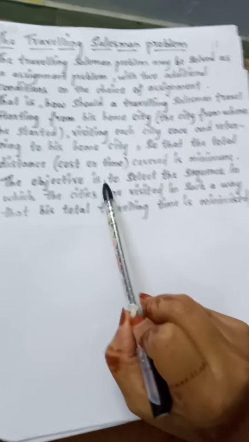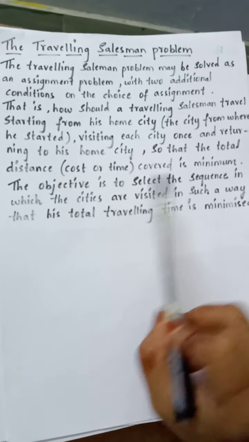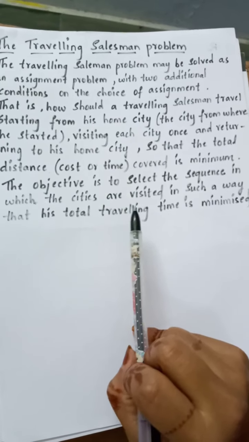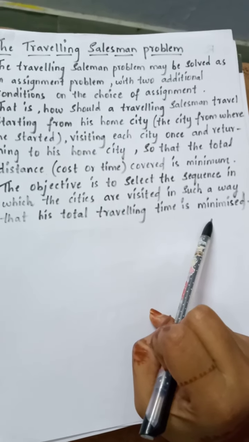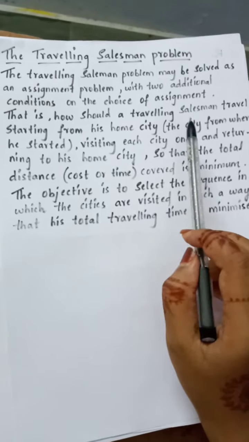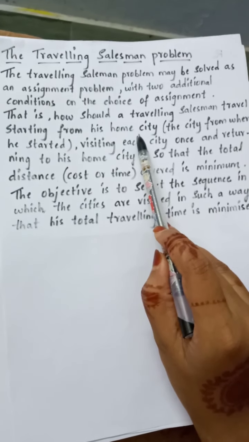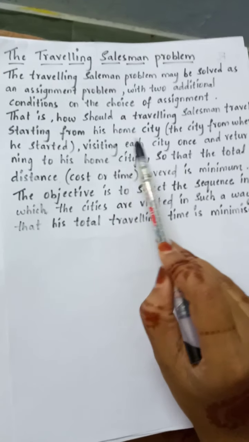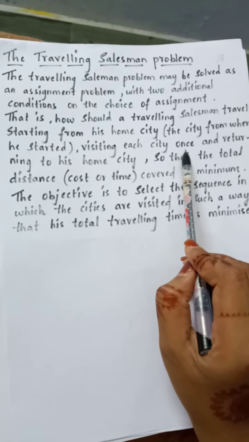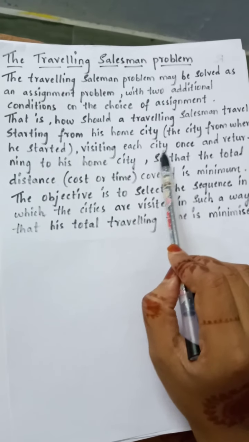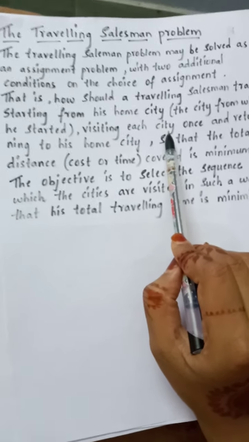So the objective is to select the sequence in which the cities are visited in such a way that his total traveling time is minimized. Here, students, the two main conditions are he should start from his home city, and next he should visit each and every city only once and then return to his home city. These two conditions should be satisfied in the problem, students.